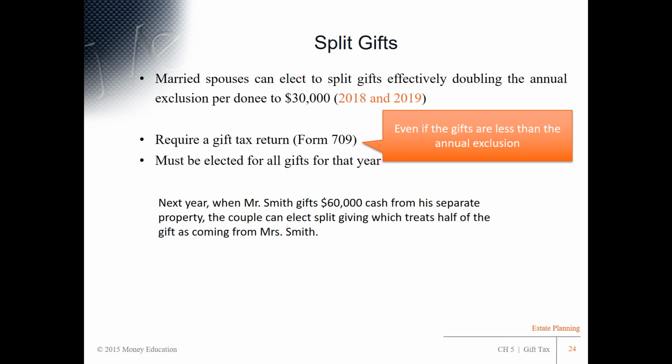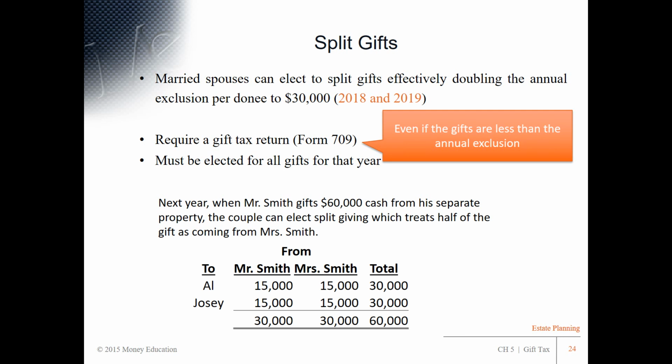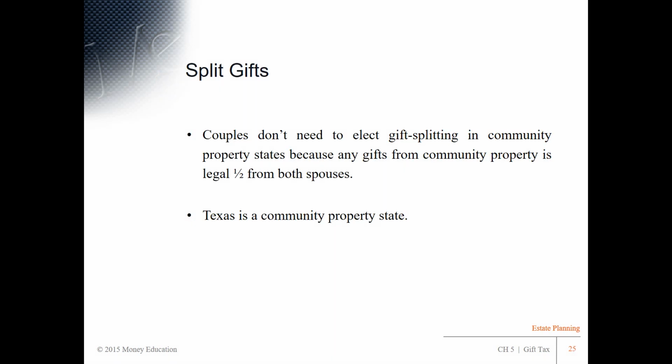Now, next year, when Mr. Smith gives $60,000 in cash from his separate property, the couple can elect split giving, which treats half of the gift as coming from Mrs. Smith. So again, for next year, if Mr. Smith gives $60,000, we still have this situation, Mr. and Mrs. Smith, and so they can give their son and daughter-in-law a total of $60,000. They will have to file a gift tax return, but there will be no taxable gift.